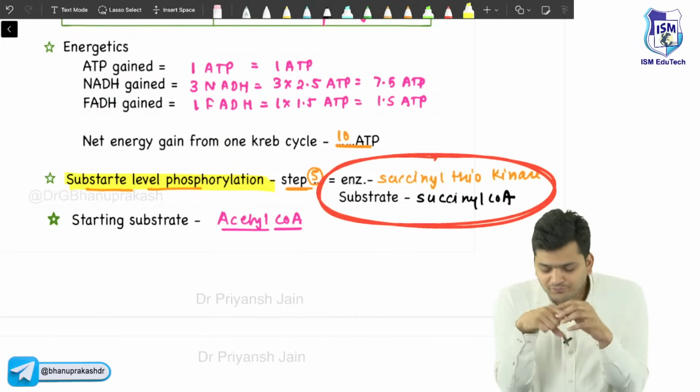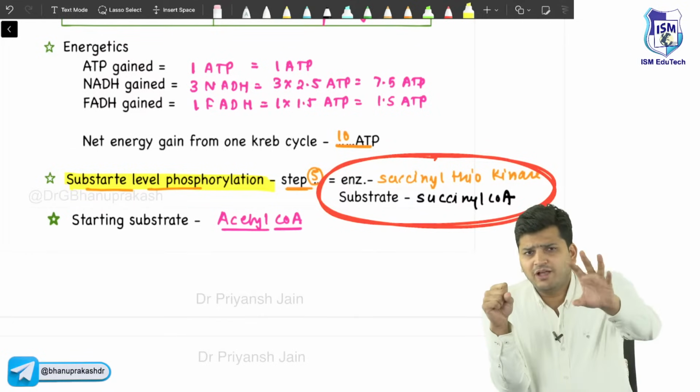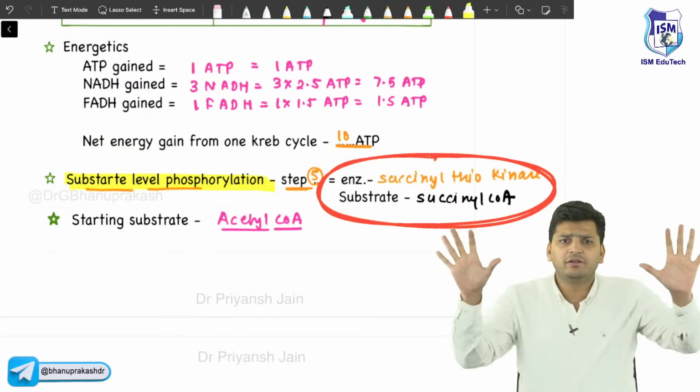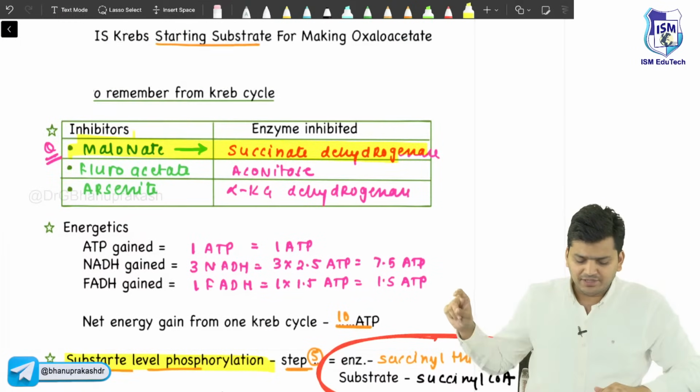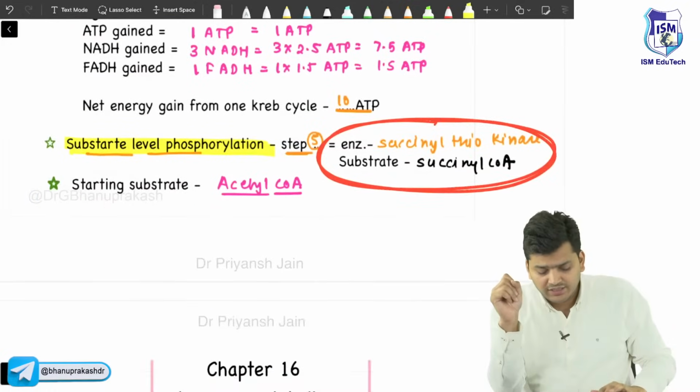Let's move forward. What we have discussed so far: I'm just reiterating the 5 important MCQs from the Krebs cycle. Krebs cycle occurs where? Mitochondria. How much ATP? 10 ATP. What is the inhibitor of Krebs cycle? One of the inhibitors, malonate. It inhibits which enzyme? Succinate dehydrogenase.